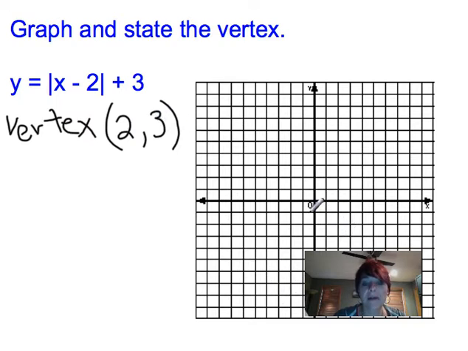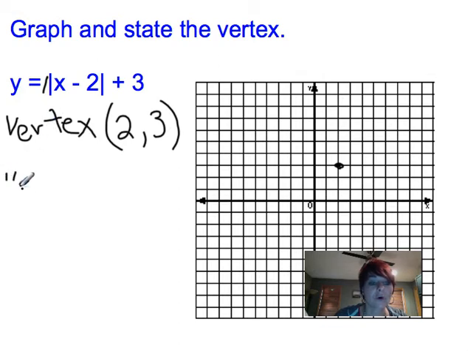So let's start by graphing that point, (2, 3). Okay, we'll put a dot there. That's my vertex. Now again, think about the definition of vertex. Vertex is the highest or lowest point on the graph. Now I know that this is going to be the lowest point, because if you look in the front of this absolute value, there's nothing there. But remember, if there's nothing there, that's got to be like a positive 1.